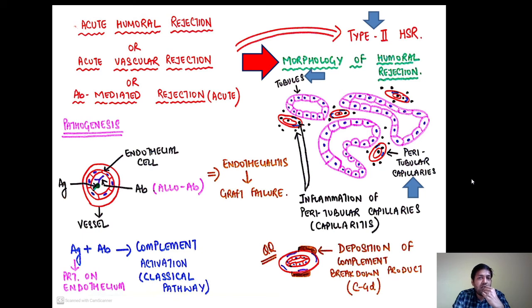So there are the peritubular capillaries, and what you are going to see is inflammation of the peritubular capillaries. This is called peritubular capillaritis. Also, if you do immunohistochemistry, you can see deposition of the complement breakdown product, that is C4d, on the outside of the vessel wall. This is what you see classically.